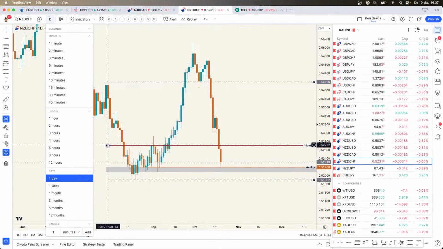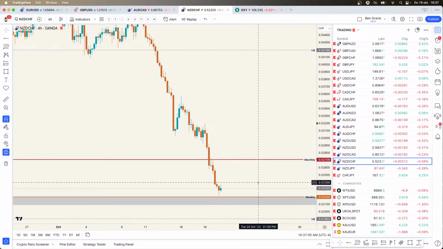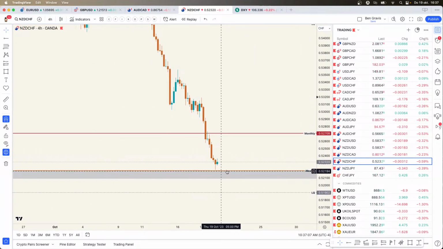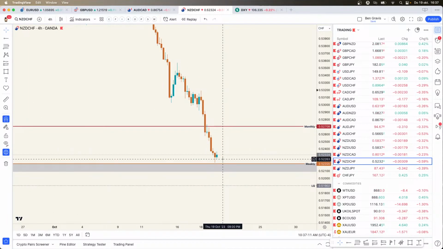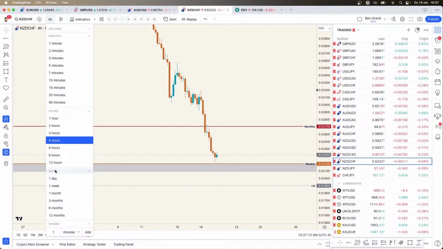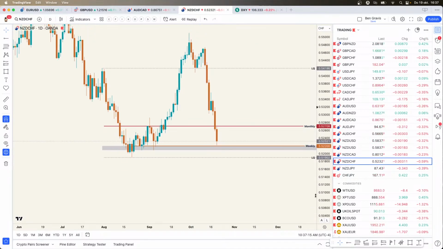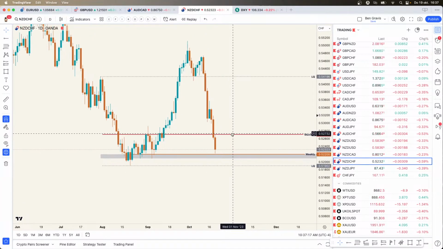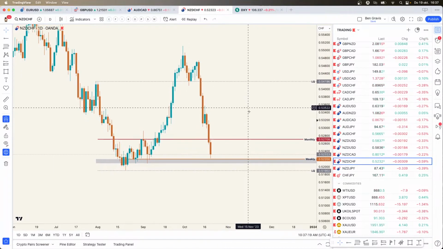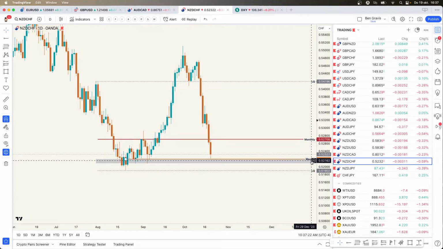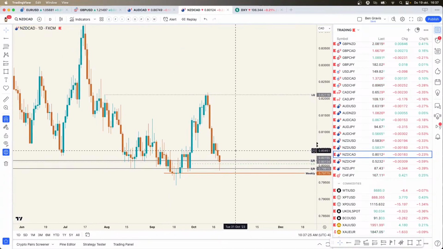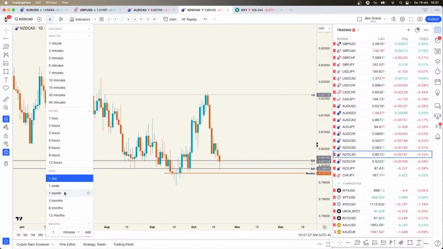So onto the daily, we have to slow down on the 4-hourly as well. Maybe if it taps this weekly and it slows down a little on the 4-hourly and on the daily, I might take that long back to this monthly level, and then we'll see how it goes. So yeah, definitely on my watch list as well, at this weekly support.